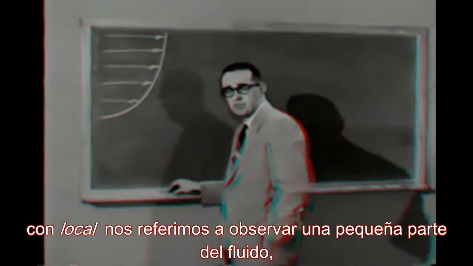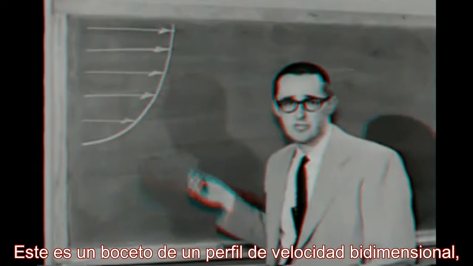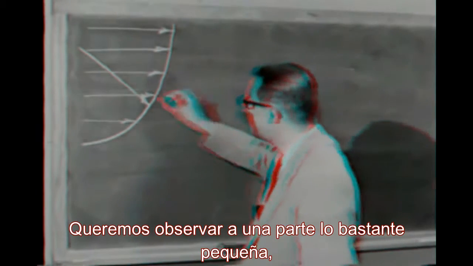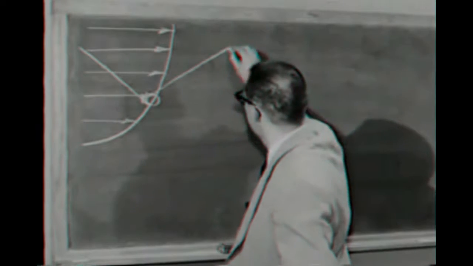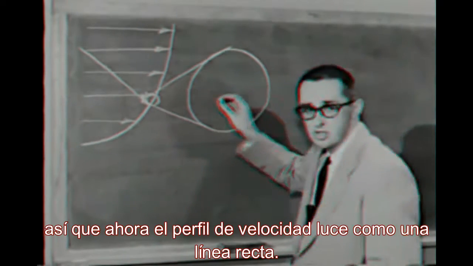we mean to look at a part of the flow that's small enough so that looking at a smaller part doesn't change the picture. Now, this is a sketch of a two-dimensional velocity profile. This has a length scale associated with it, the radius of curvature. We want to look at a small enough piece of this so that there is no length scale associated with it, so that the velocity profile looks like a straight line.